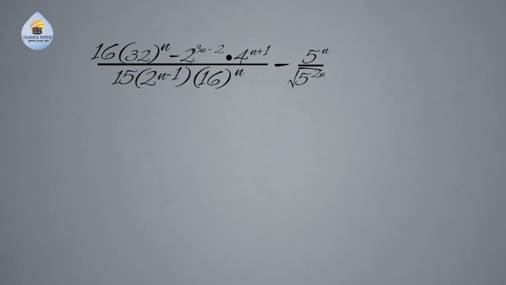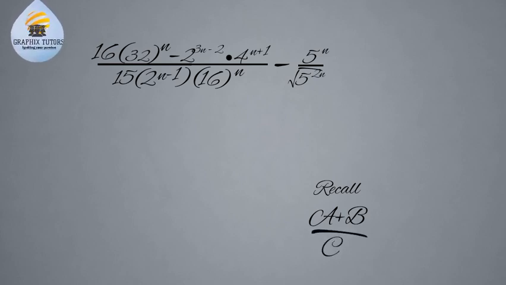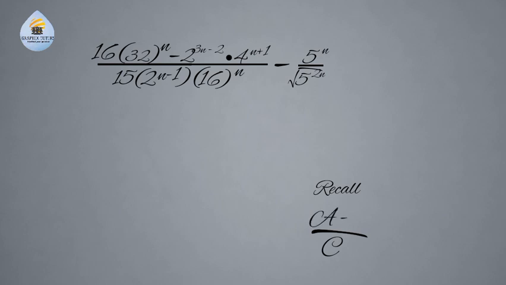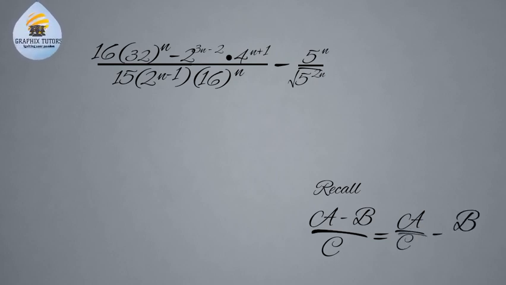So if you recall, whenever I have A plus B all over C, or I have A minus B all over C, it is simply saying A over C minus B over C. You can separate it that way because they have the same denominator.